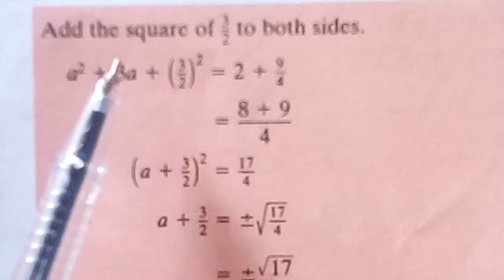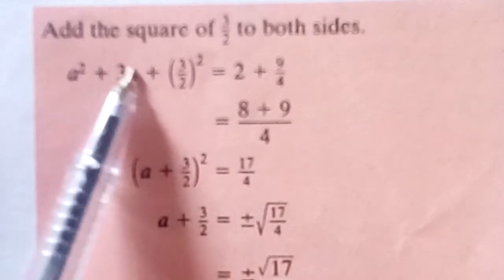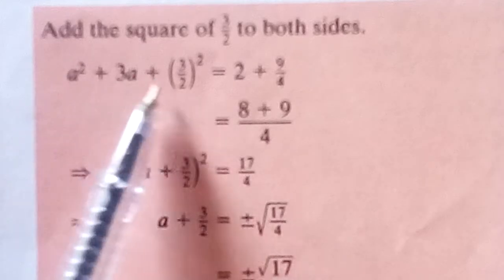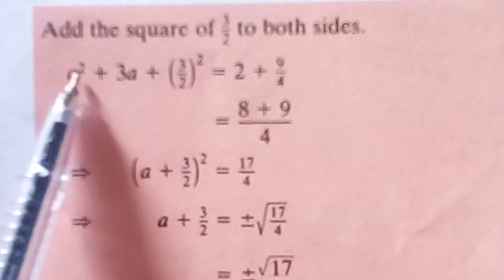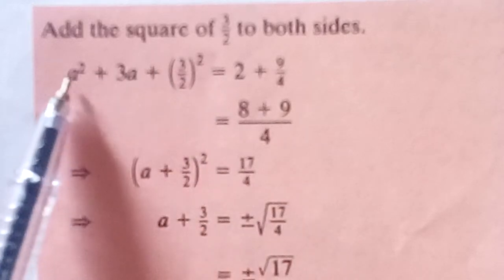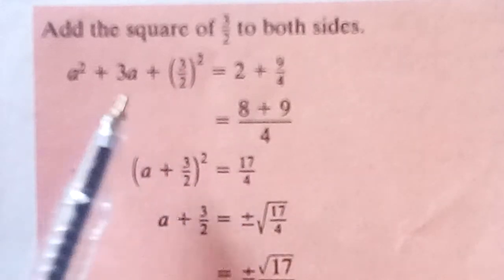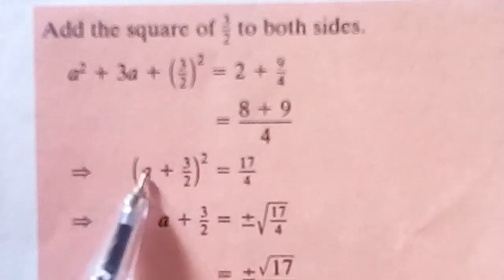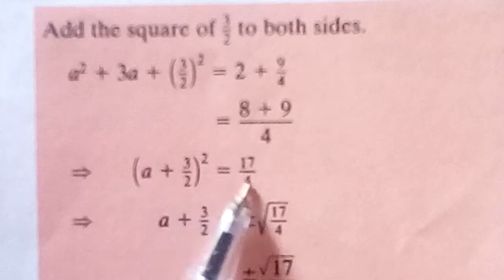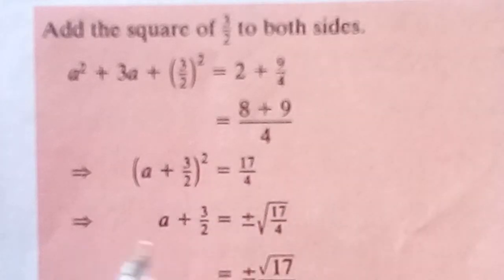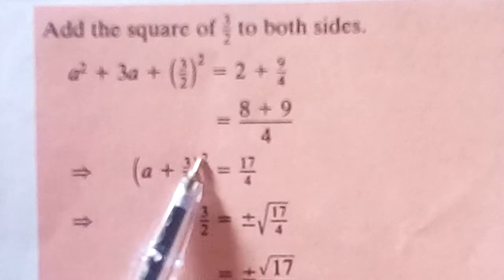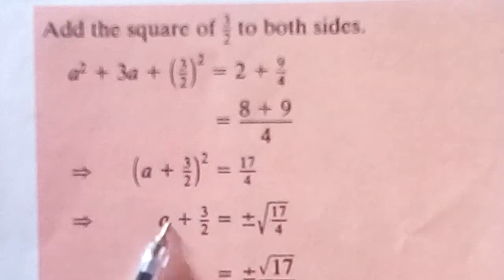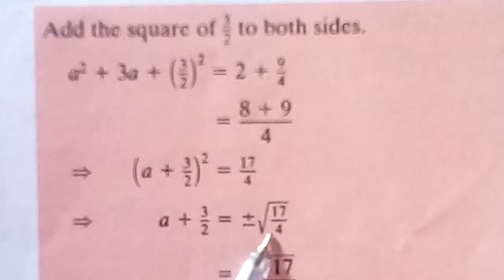Now as I explained before, for better understanding, you just take this one off so that you have a squared plus 3 over 2 squared. Now when you have that, you just bring out a plus 3 over 2 all squared, and you get a plus 3 over 2 all squared equals 17 over 4. Now a plus 3 over 2, you take this square off, that is you root both sides. So a plus 3 over 2 equals plus or minus the square root of 17 over 4.